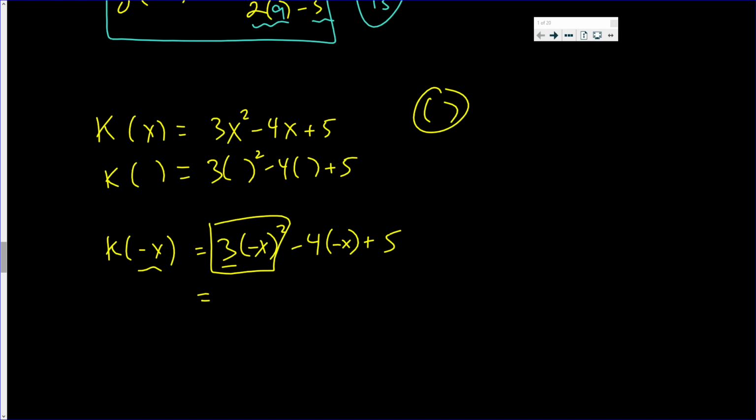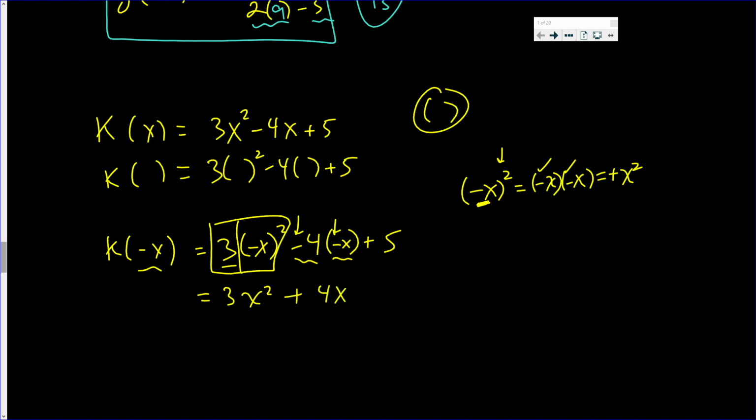Well, it's 3 times negative x squared. But negative x squared, well, I multiply this by itself 2 times. Negative x times negative x. Negative times negative is positive. X times x is x squared. So I get 3x squared. Negative 4 times negative x. Negative times negative is plus. 4 times x is 4x. And that, of course, is just 5.